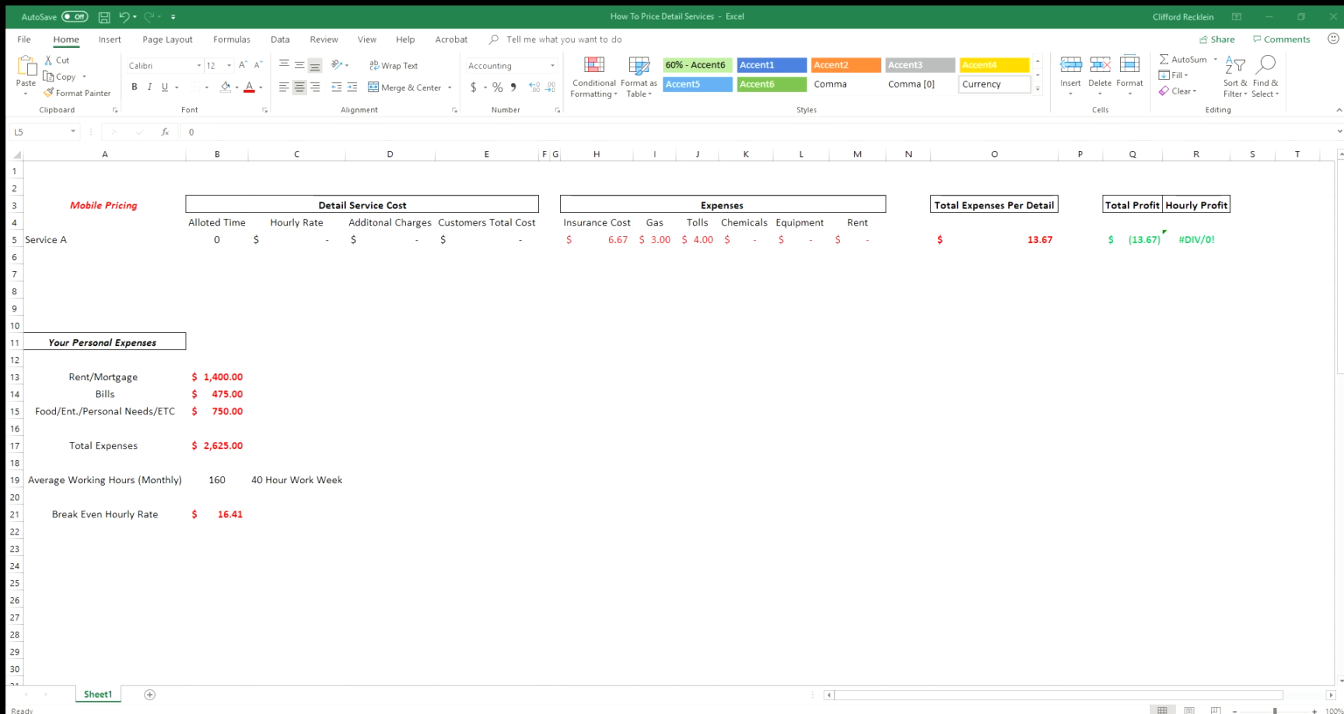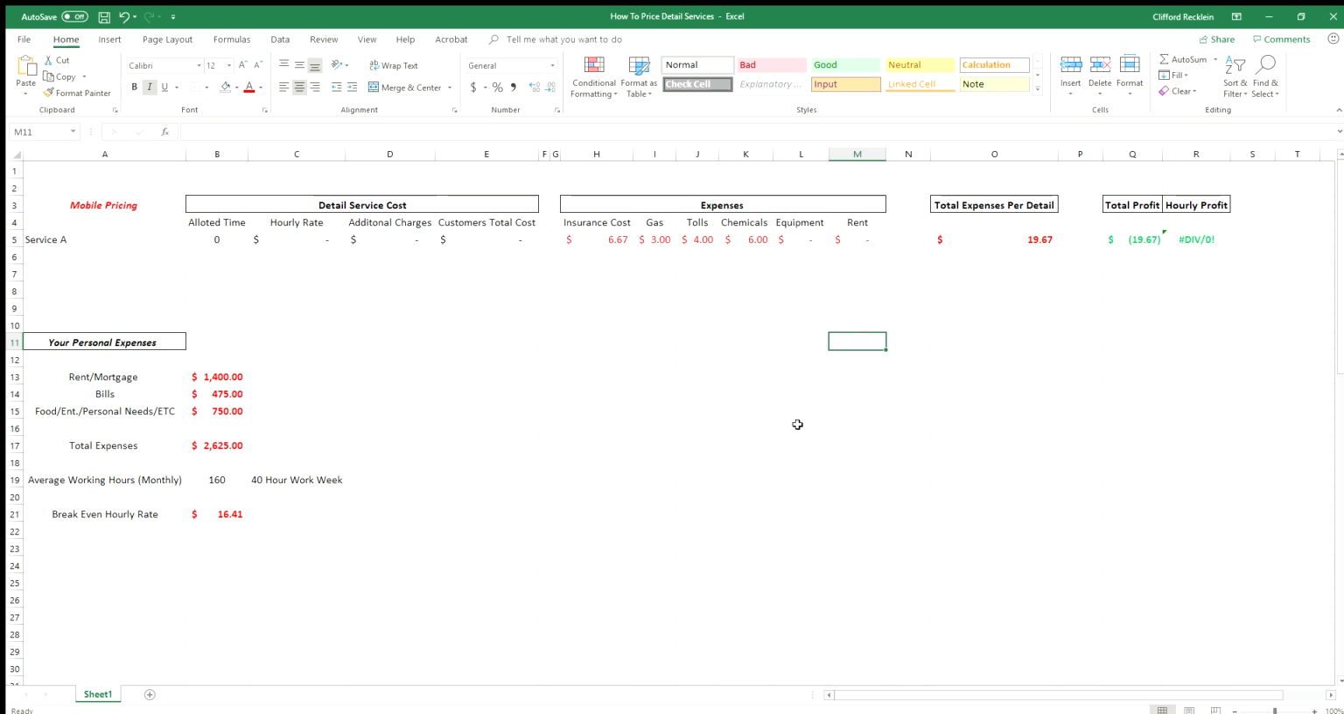So let's just put a number in here for now. Let's say for chemicals, it costs us $6 for whatever service A is. Let's say it's just an exterior detail, but you do some sort of spray sealing. So your costs are going to be a little bit higher.